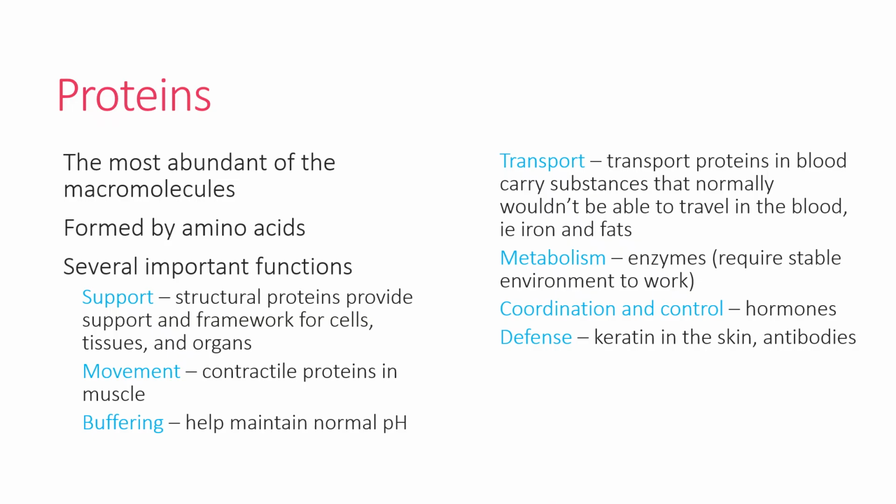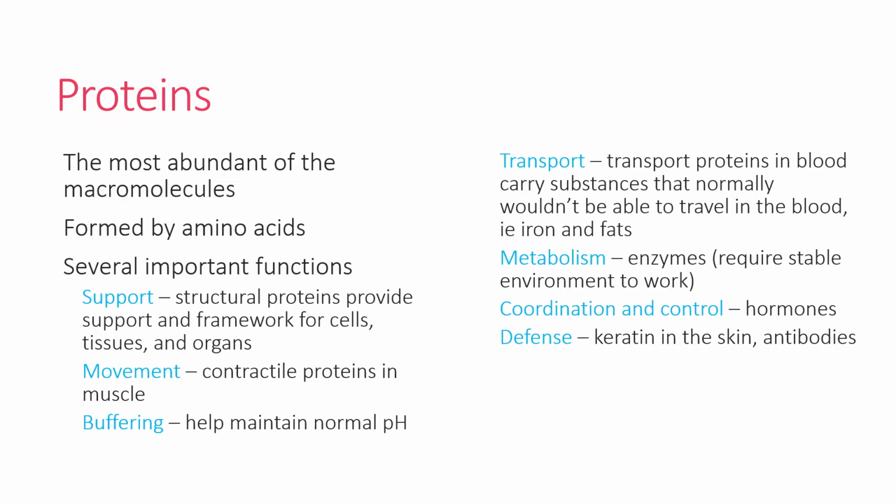Coordination and control. So when we talk about hormones, there are two general kinds of hormones. We have our lipid hormones and we have our protein hormones. So fat and protein hormones. They're going to act differently, but many of the hormones in the body are going to be protein based.